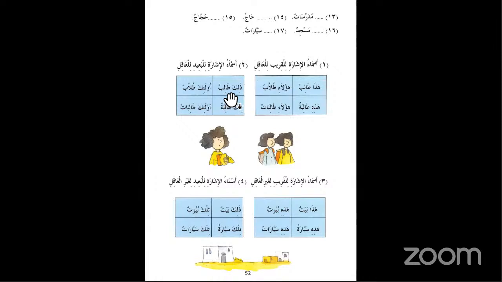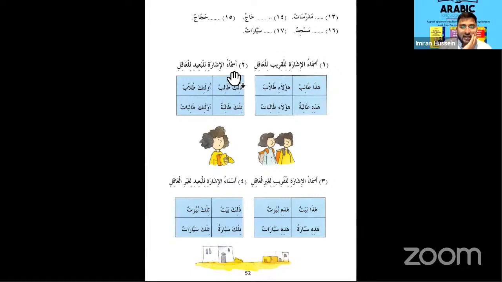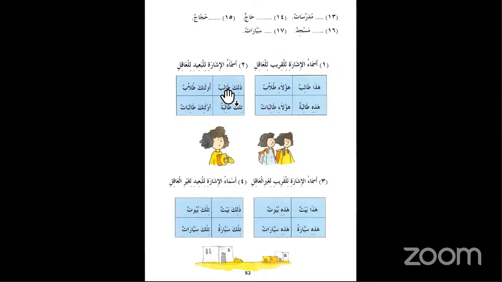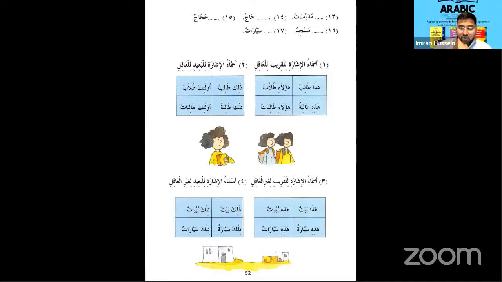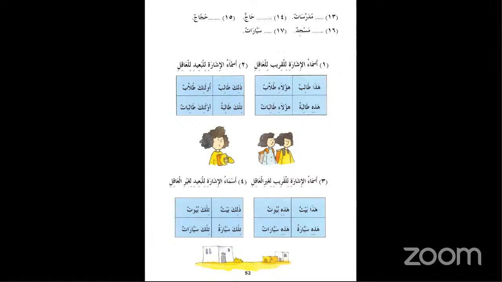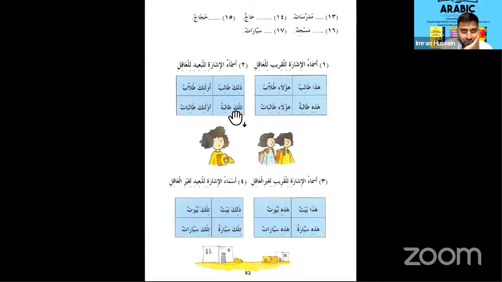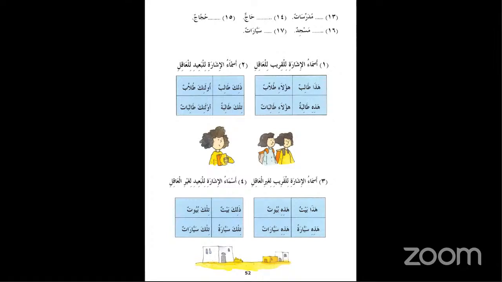Okay. So dhalika talibun means that is a student. Ulaika tullabun means those are students. Yes, that's right. And then tilka talibatun means again you're pointing to a feminine student, singular feminine student, that's correct. And then ulaika talibatun is those are feminine students in plural. Excellent.